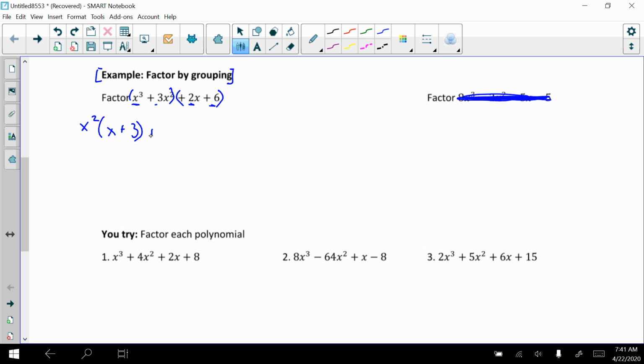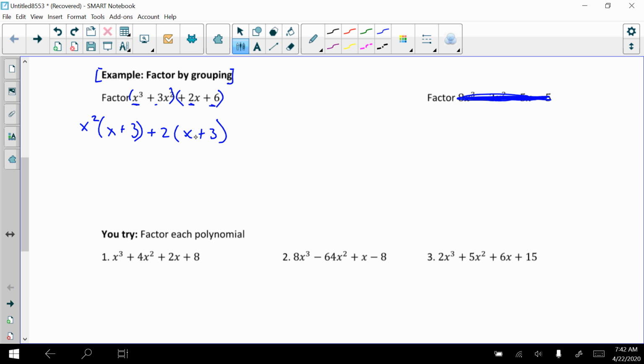So I want to write plus 2, and I factor a 2 out from both things, so I'm going to divide both parts by 2. 2x divided by 2 is x, and 6 divided by 2 is plus 3. And remember, if these have negative signs, then we're going to have to show that down here if we're factoring out a positive.